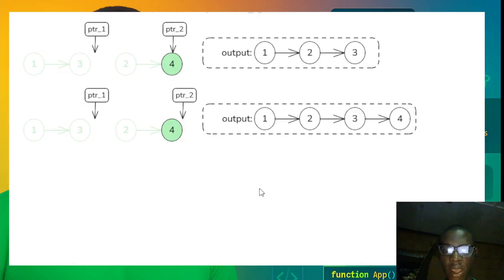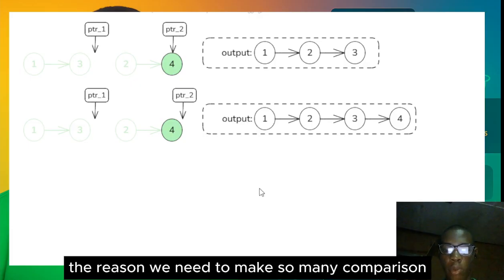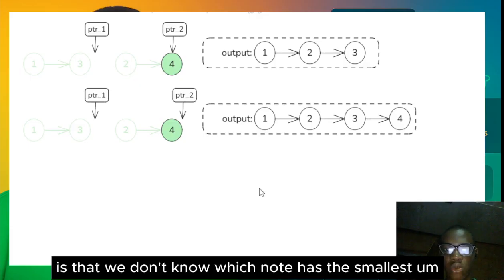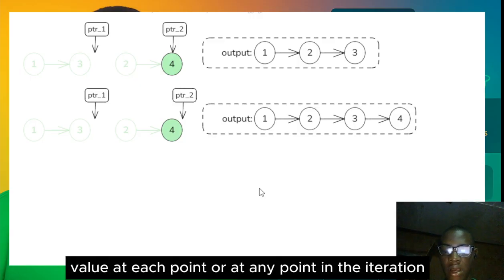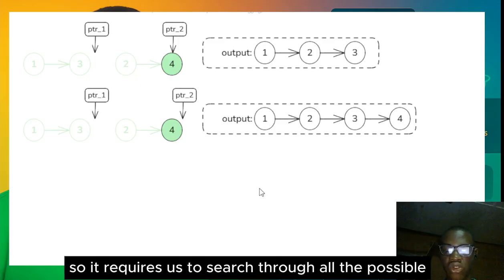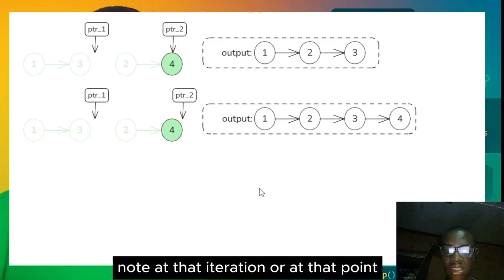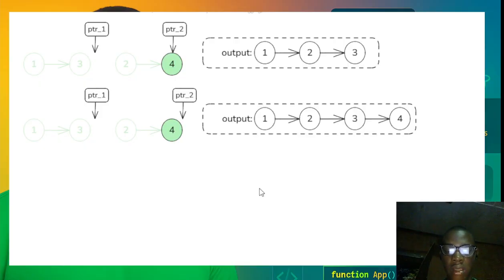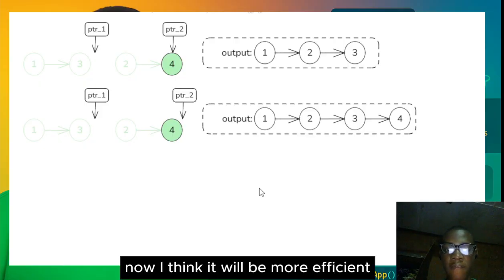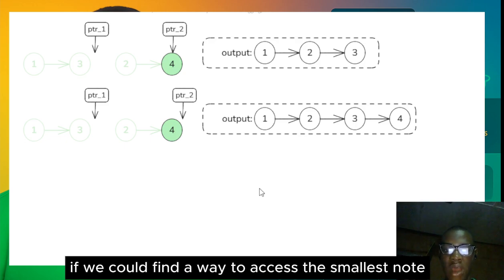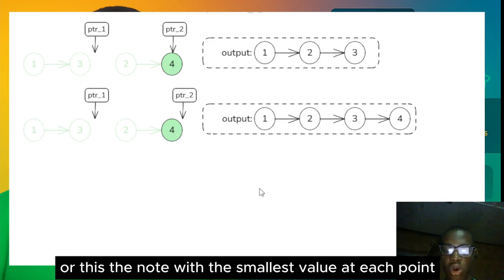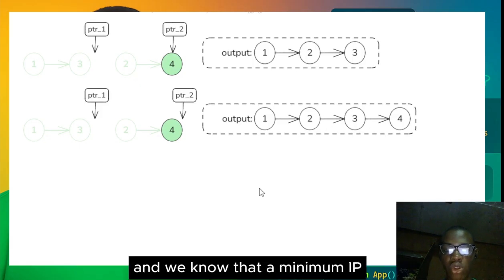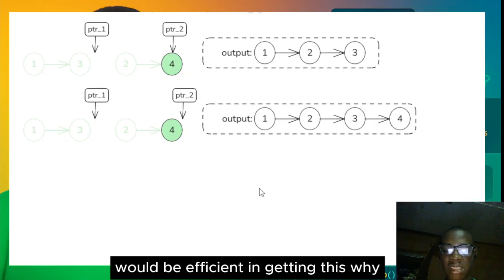The reason we need to make so many comparisons is that we don't know which node has the smallest value at any point in the iteration. So it requires us to search through all the possible nodes at that point. Now I think it will be more efficient if we could find a way to access the node with the smallest value at each point. And we know that a minimum heap would be efficient in getting this.